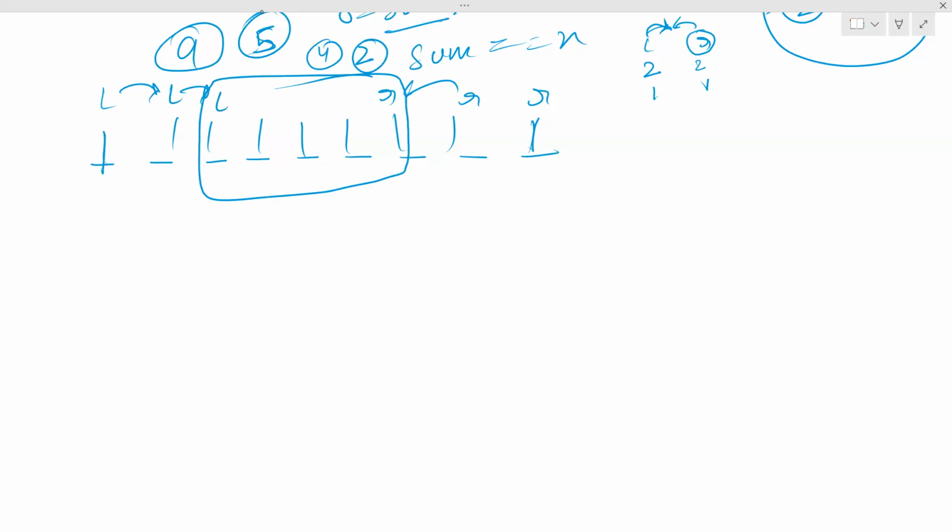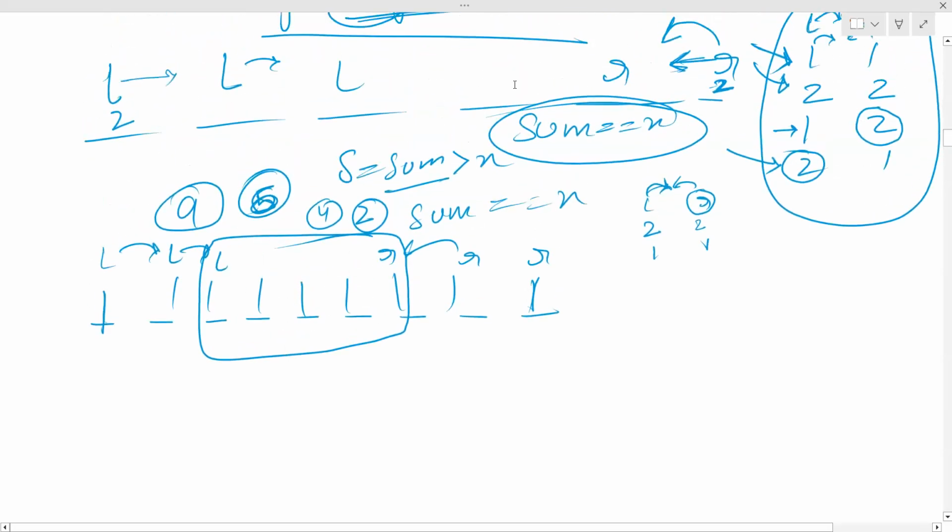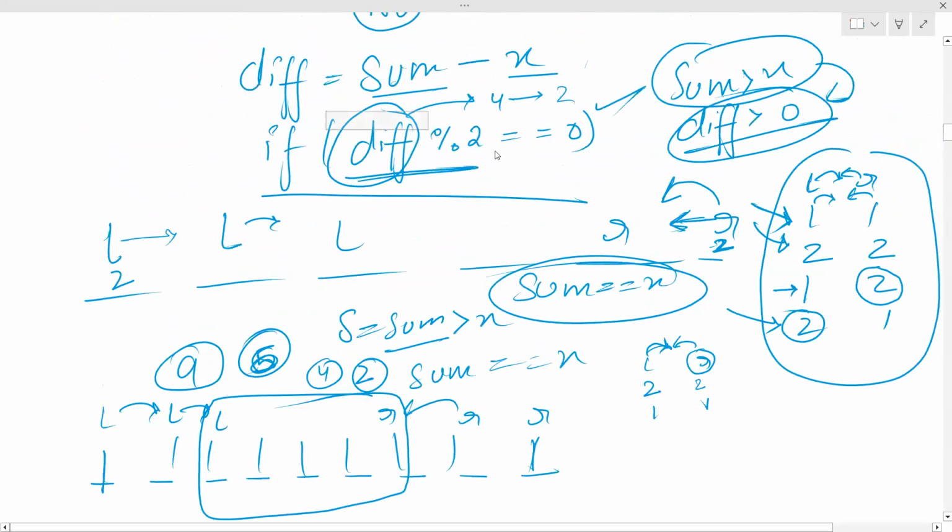That is 5. But if we were trying to create a sum of 6, that condition I haven't discussed right now. I have discussed only the case where the difference is divisible by 2. I'll come to that in a moment. Is it clear?